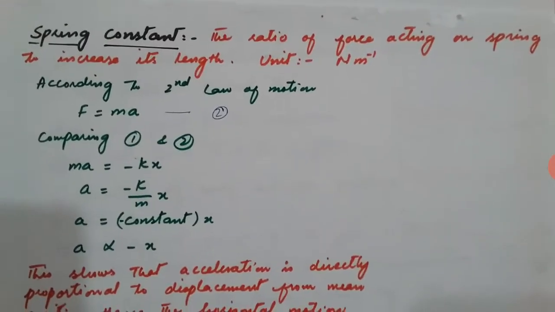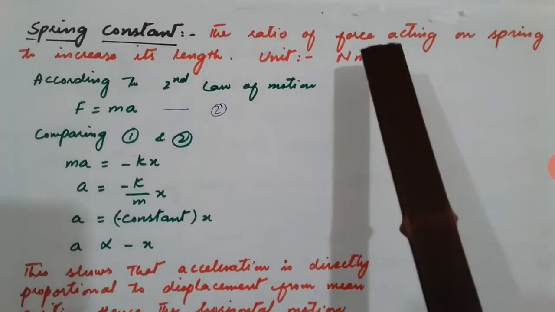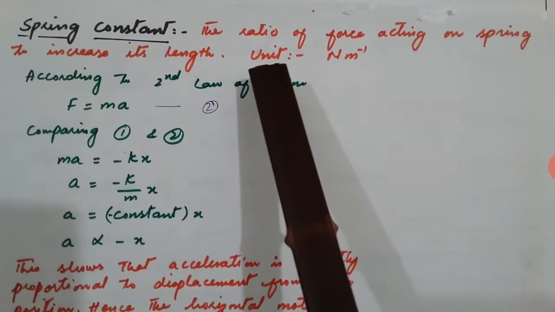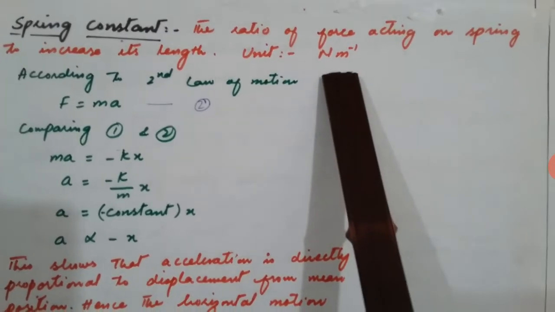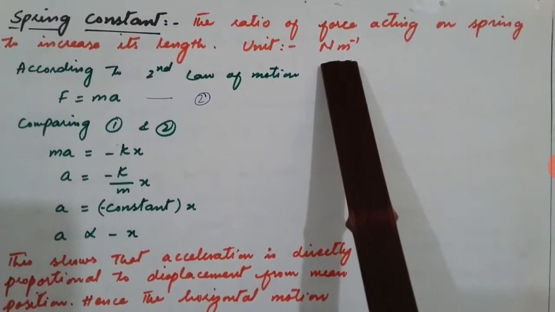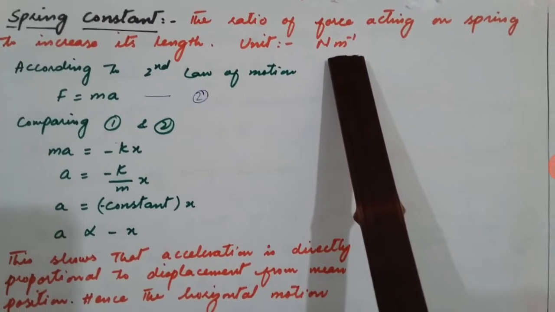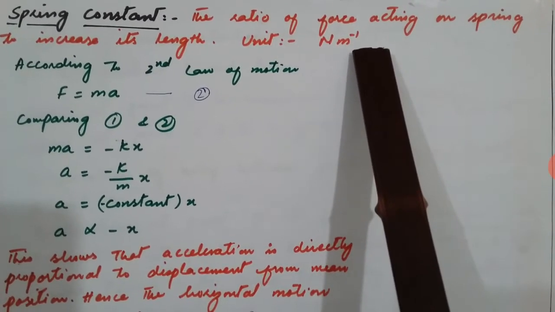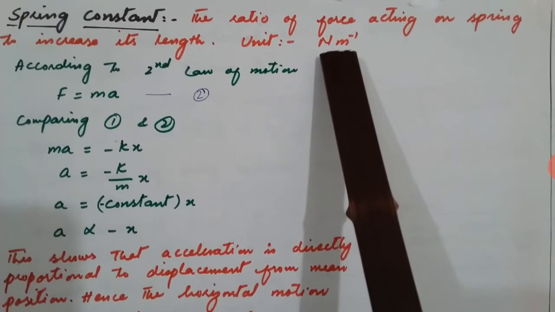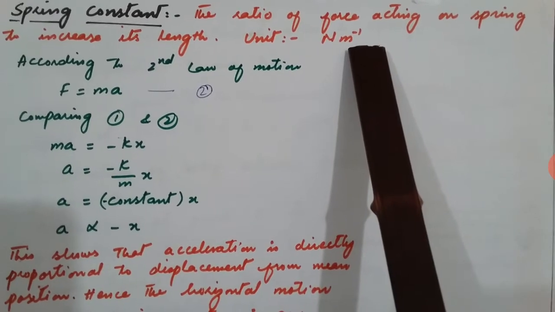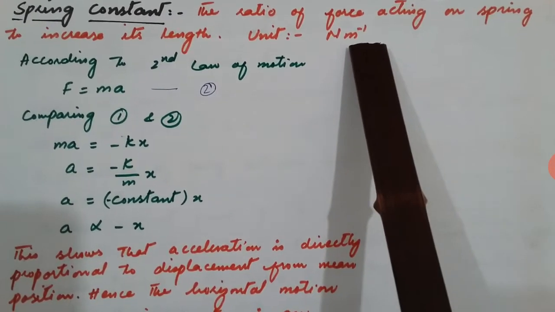Here we have the definition of spring constant: K is the ratio of force acting on the spring to the increase in its length. The unit of spring constant is Newton per meter, because the unit of force is Newton and the unit of displacement is meter. So it becomes Newton per meter, N m^-1.